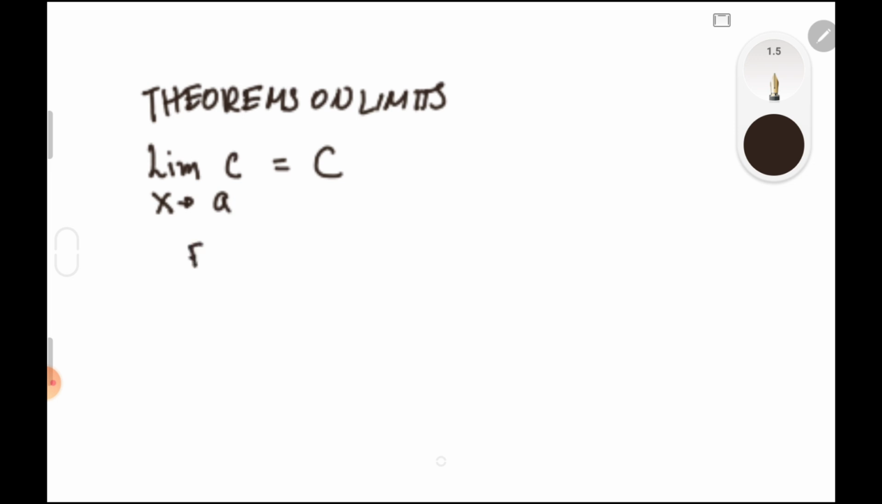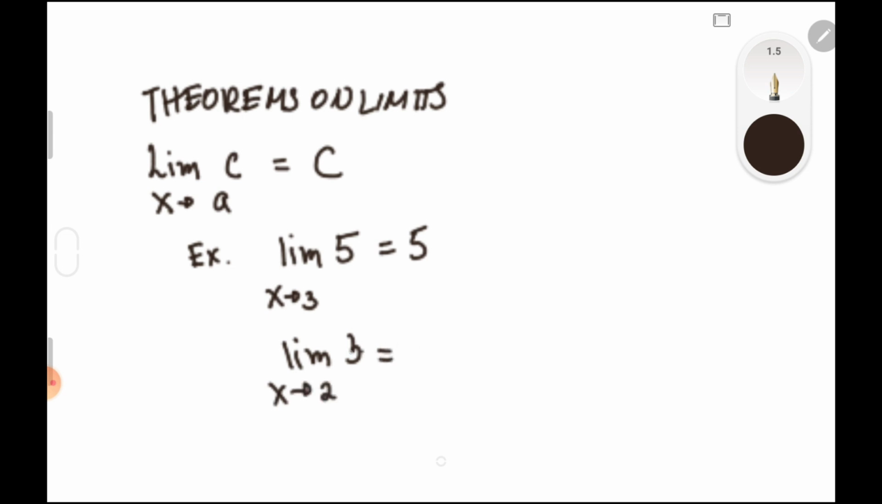So example of this one is that the limit of 5 as x approaches 3 is always equal to 5 or equal to that constant. Next is the limit of 3 as x approaches 2 is always equal to the constant 3, because we have nothing to substitute our values of 3 or 2 or any values that would be equal to or greater than 3 or 2.